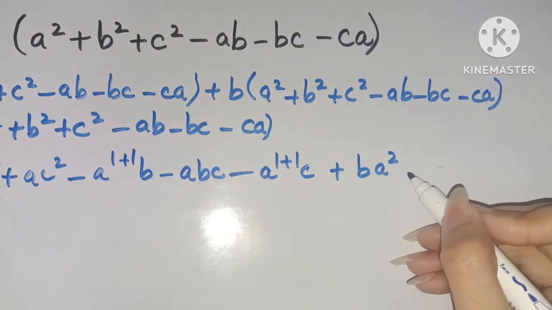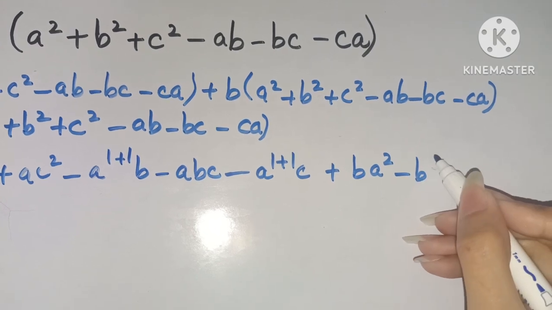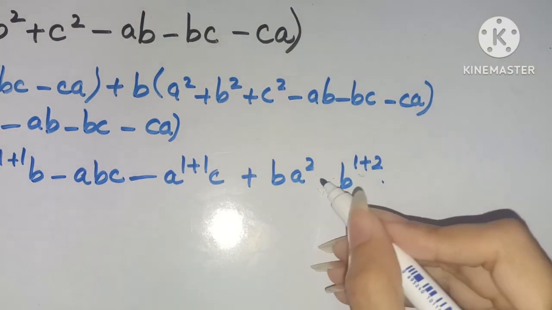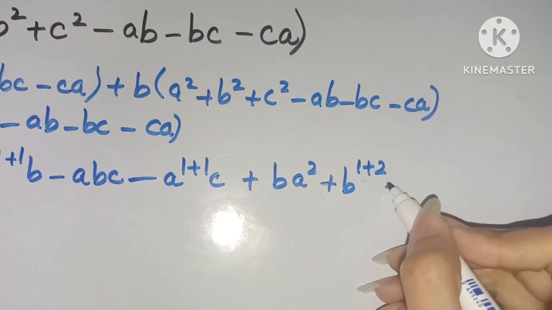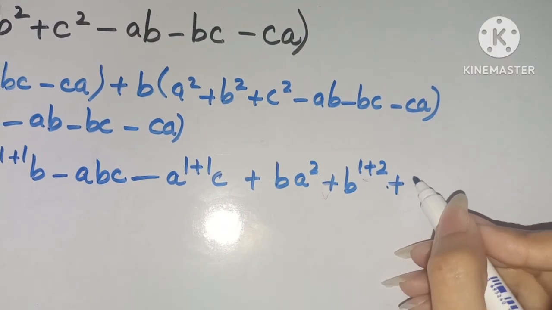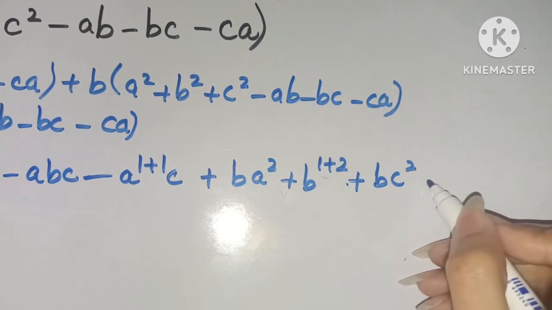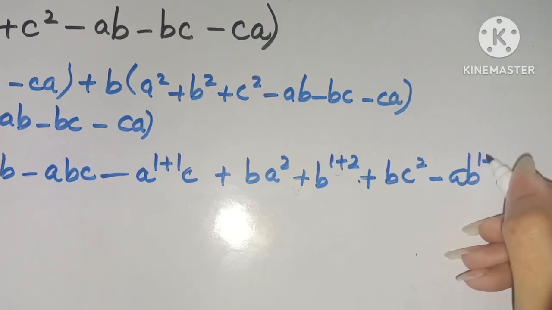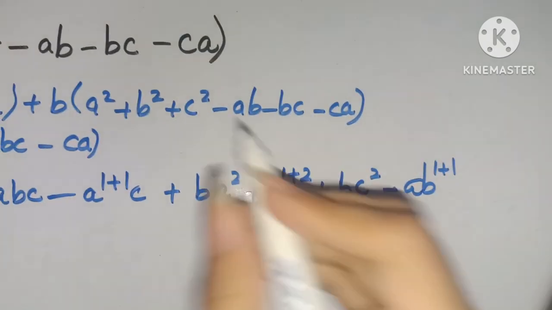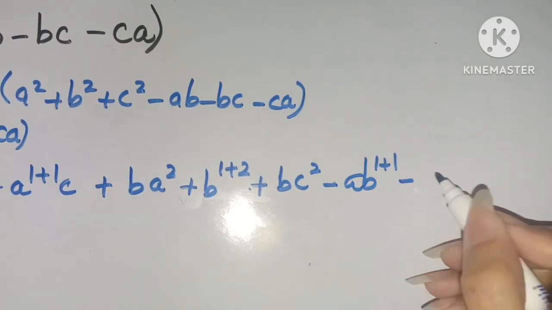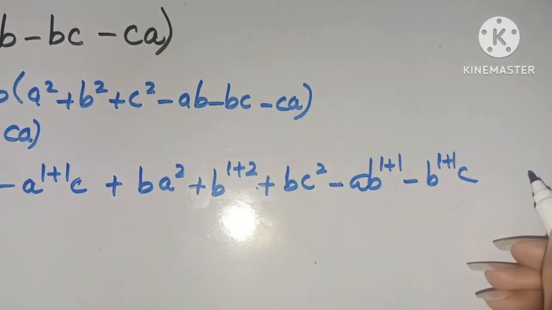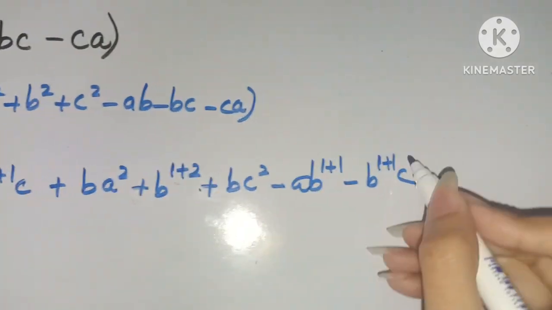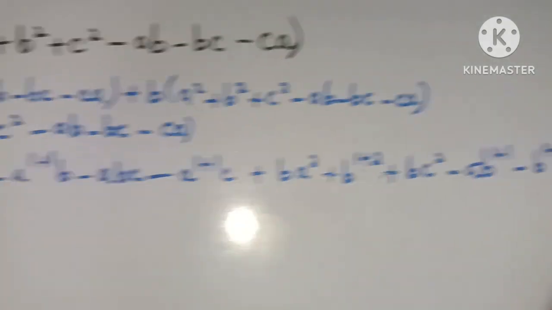So b square: b will be multiplied with b square, so it will be 1 plus 2. And sorry, here is a plus, because plus plus is plus. And then again plus b will be multiplied with c square, so it will be b c square. Then minus we will put over here because plus minus is minus. ab, 1 plus 1. Then we have b multiplied with bc, so minus b 1 plus 1 c. Then we will again put minus over here, and b will be multiplied with ca, so it will come abc.